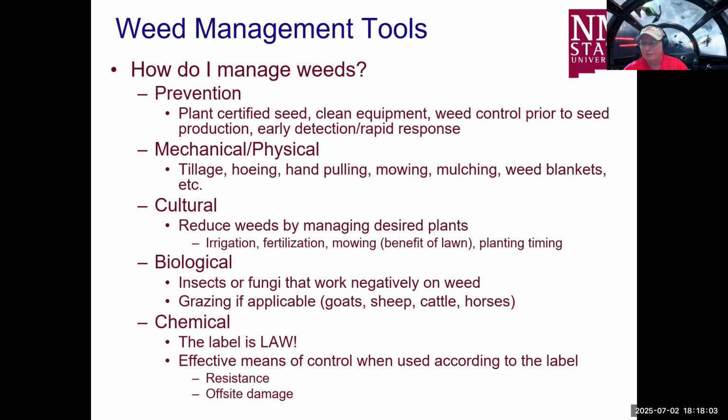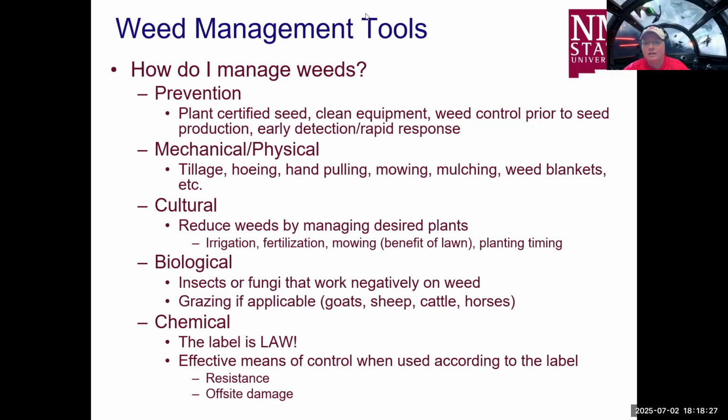The label supersedes any recommendations I could give, and the label has all the information that you need to make a safe and successful application. If you don't follow the directions of the label, that's when we start getting resistance development. That's when we start getting off-site damage. That's when we start getting environmental buildup. That's where the problems happen. 99.9% of the time is because the applicators didn't follow the label.